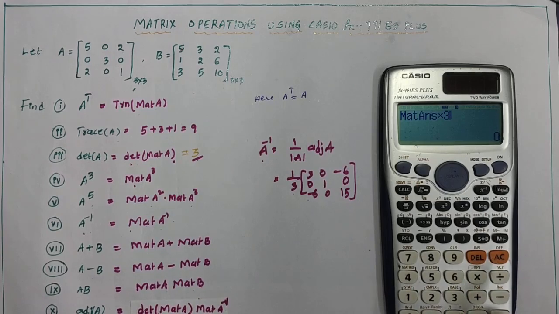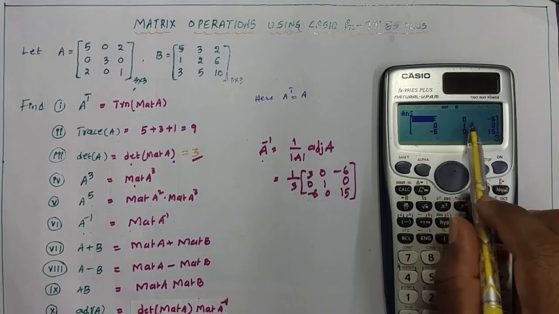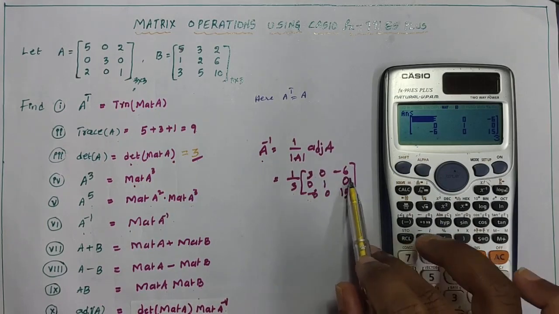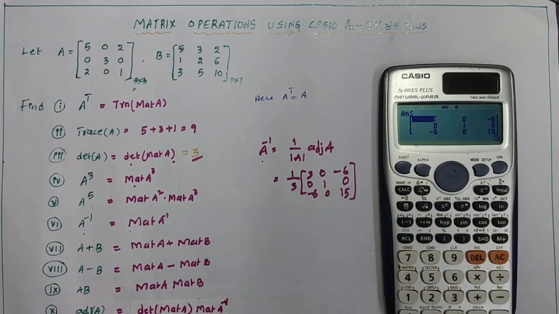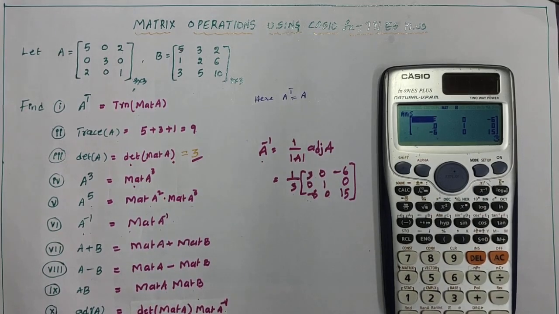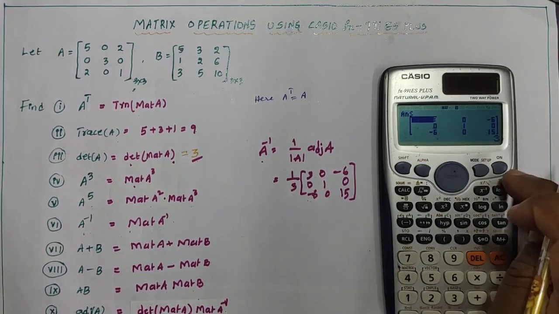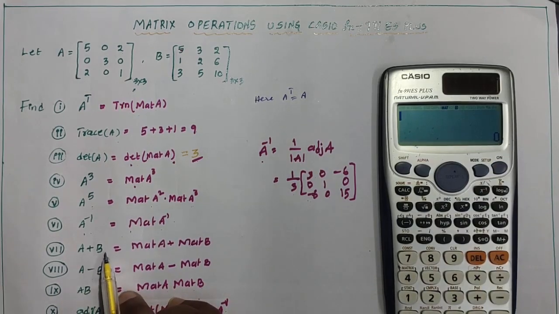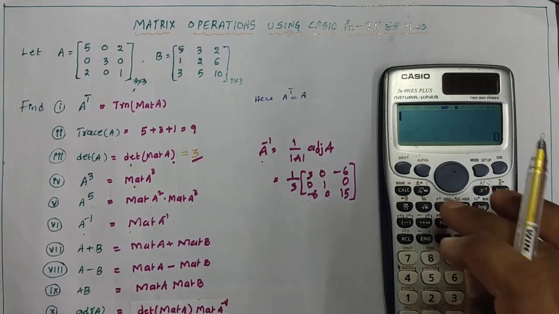3 equals 3, 0 minus 6, 1 by 3 into 3, 0 minus 6, 0 1 0 minus 6 0 15. We got the same values and in the integer form. Now I am going to add the two matrices, A plus B and A minus B.